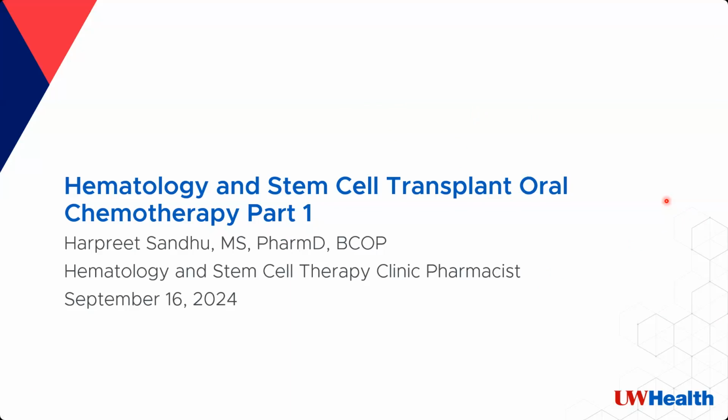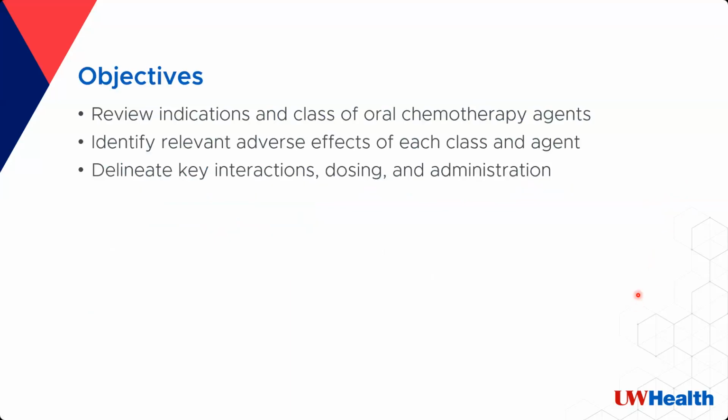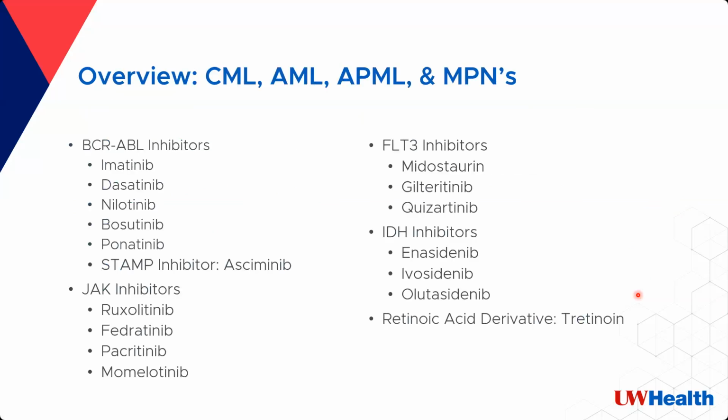And then this morning, Maggie and I will be reviewing oral chemotherapy agents that are used in heme malignancies and stem cell transplant. And we've got quite a bit of material to cover, so I'll just jump right in. Today we'll review classes of chemotherapy agents, including their indications and mechanisms of action. We'll also review key adverse events for each class and agents, as well as compare side effects between agents within the same class. And then finally, we'll talk about important interactions, dosing, and administration pearls.